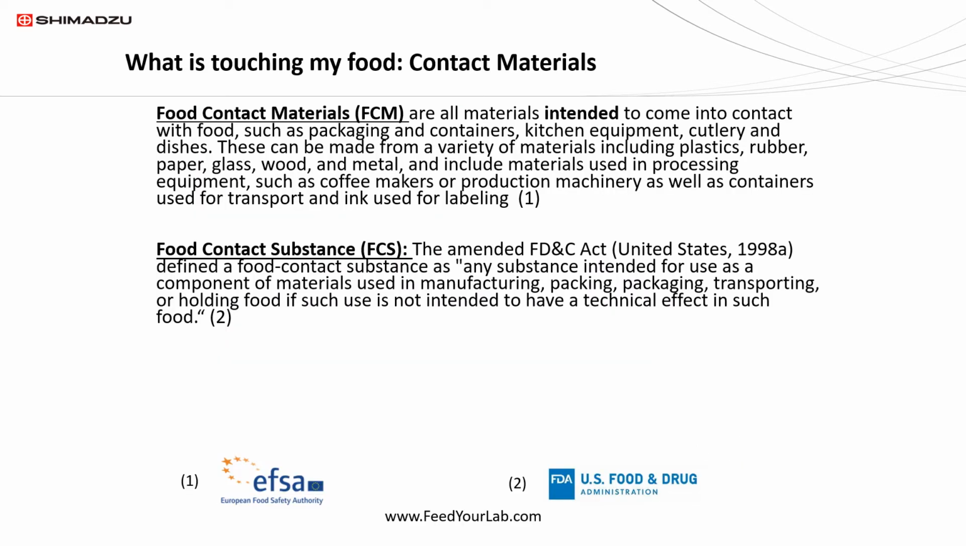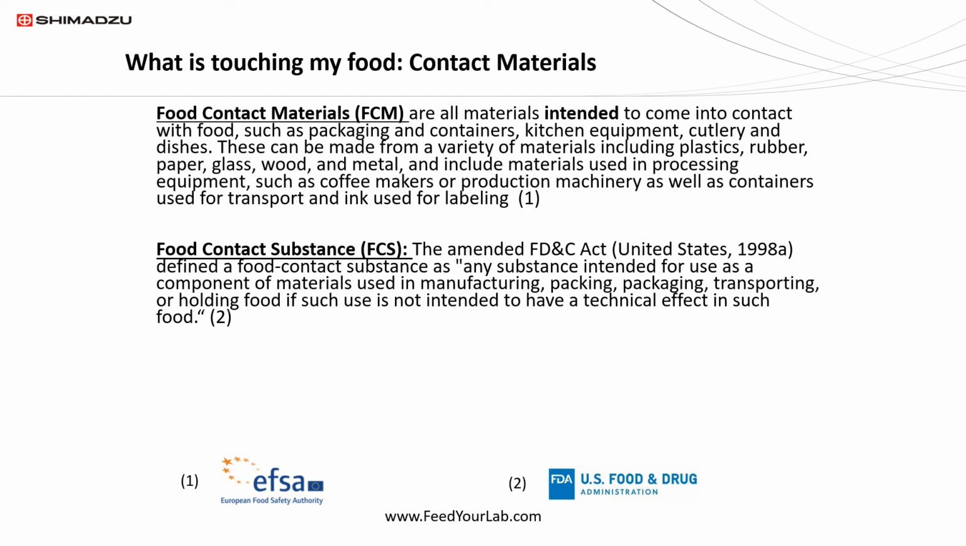Now let's take a look at some definitions. There are government agencies like the European Food Safety Authority, EFSA, or the US Food and Drug Administration, FDA, that define certain food contact articles and materials. So a food contact material is a material that is intended to come in contact with food, and the key word here being intended. So from the beginning, it is designed to come in contact with food, which means it is subject to certain regulations.